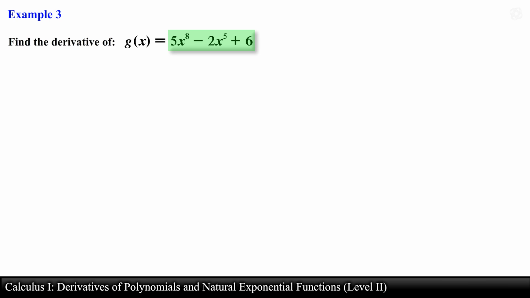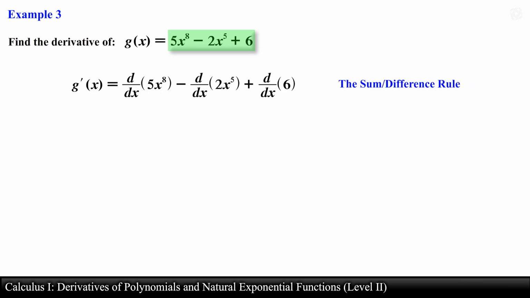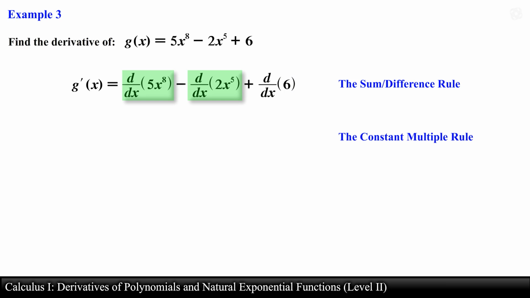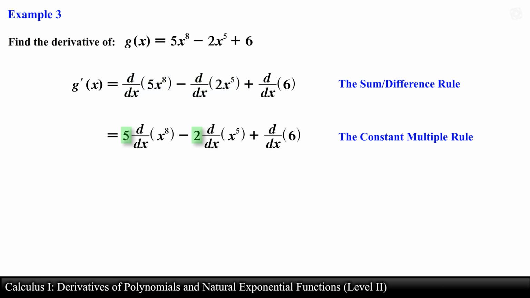For this problem, we need to apply a combination of the sum and difference rule, and take derivatives of each term separately. The derivative of the first term and second term require an application of the constant multiple rule. Applying it yields the following expressions.